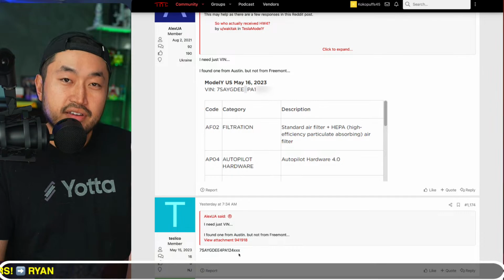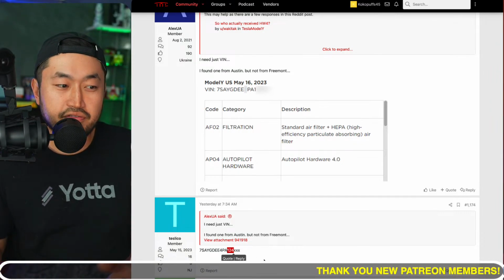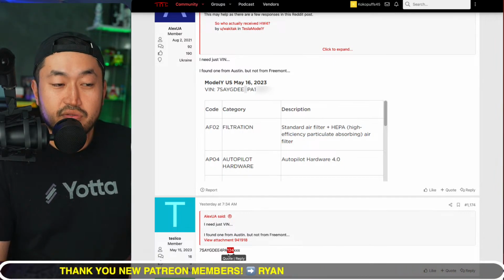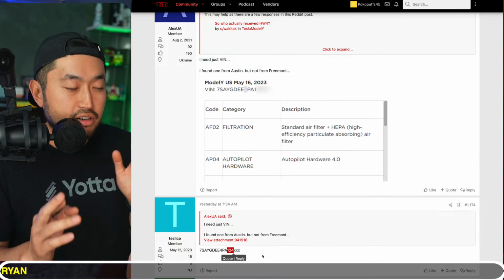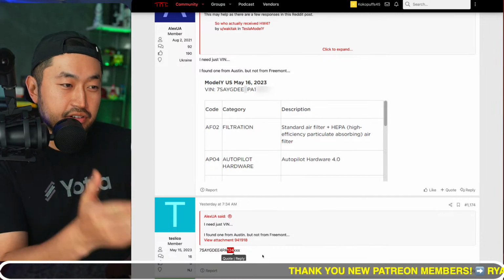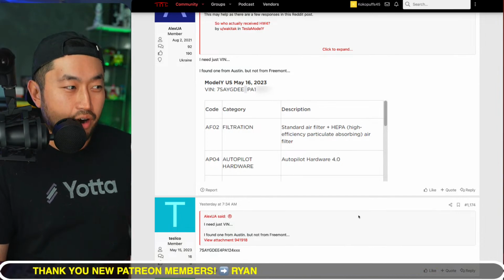So if you have a VIN that's higher than 124XXX, maybe 1245 or 1241, we can't really figure out here. Even if you have one that's 125XXX, it's not 100% foolproof, but most likely it's going to be built after this exact one that you can see on the screen, so you probably will have hardware 4.